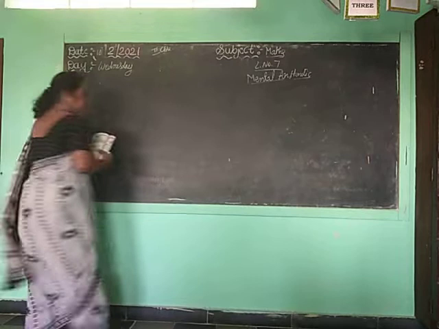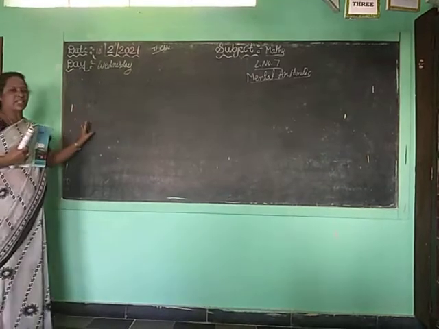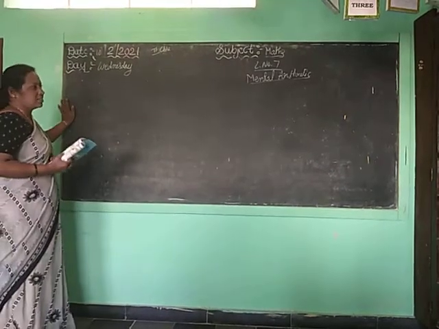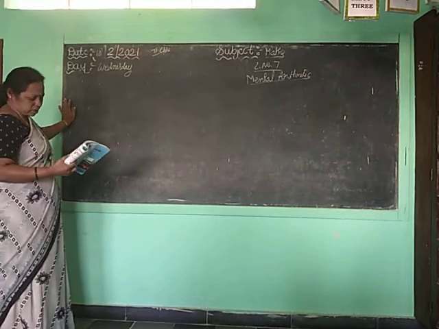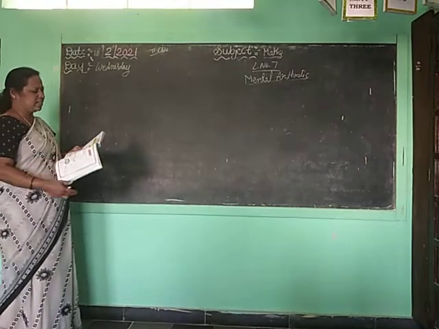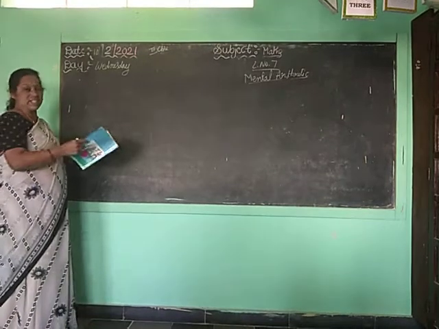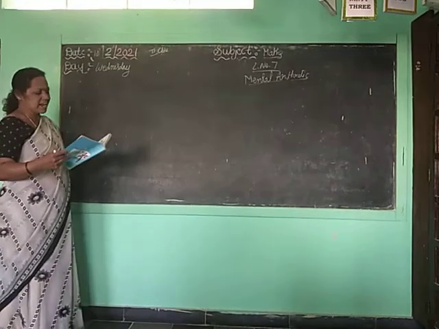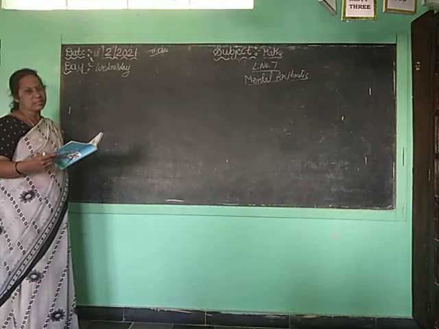Not one number in the mind and one number on the finger, not like that. Mentally you must answer single digits. Coming to page number 143 in your textbook, children. After studying this lesson, you are going to learn to add and subtract single-digit numbers mentally.